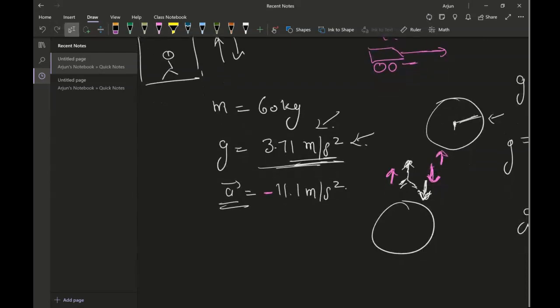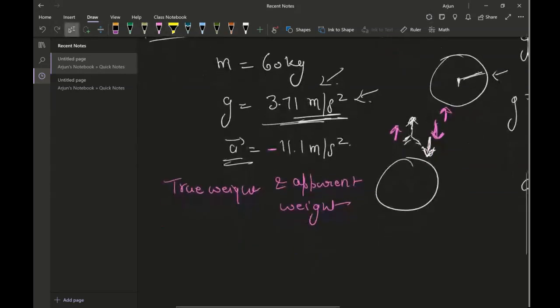And now I wanted to find two things. What is the true weight of the astronaut and what is the apparent weight? True weight and apparent weight. These are the two things I'm looking for.